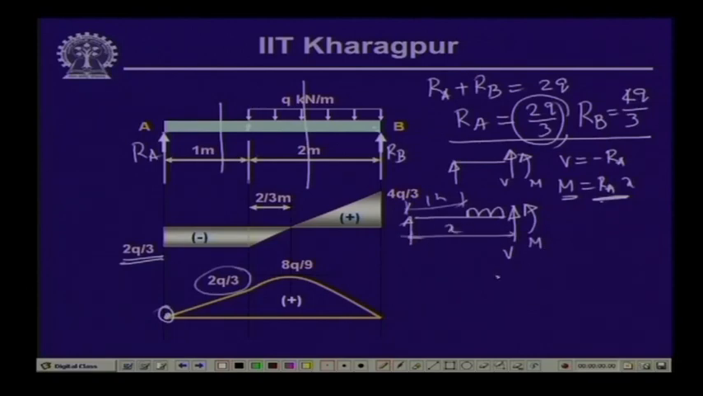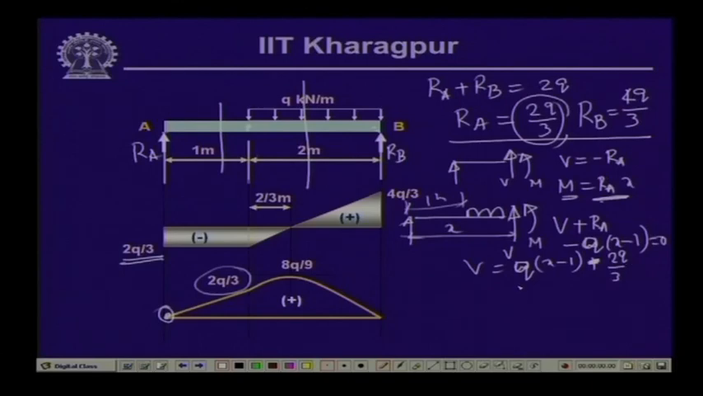So, here the value of the shear force V, if we take the vertical equilibrium, V plus R A minus W into x minus 1, this is equal to 0. So, V is equal to W into x minus 1 plus R A is equal to 2 Q by 3. I am sorry, Q is the uniformly distributed load. Now, when x is equal to 1, V is equal to, as we have seen, minus 2 Q by 3.